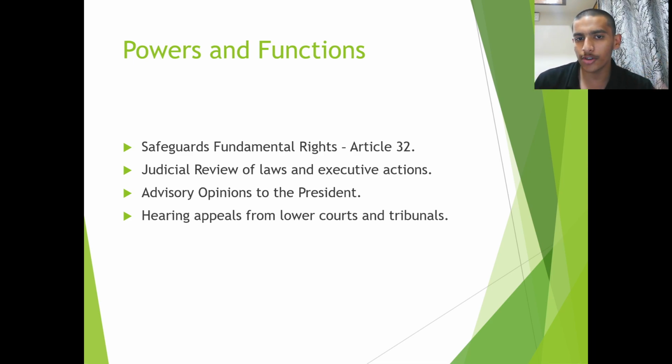Next is the judicial review of laws and executive actions. So in short, you need to understand what judicial review is. Judicial review is basically when certain laws violate our fundamental rights, then the court has the power to curb that law and take it through a judicial review process to confirm whether these laws are violating fundamental rights or not. Then advisory opinion of the President that we have seen. Then appellate jurisdiction also comes under the powers and functions.